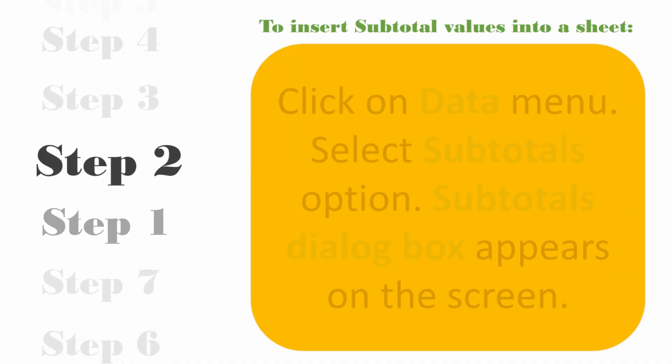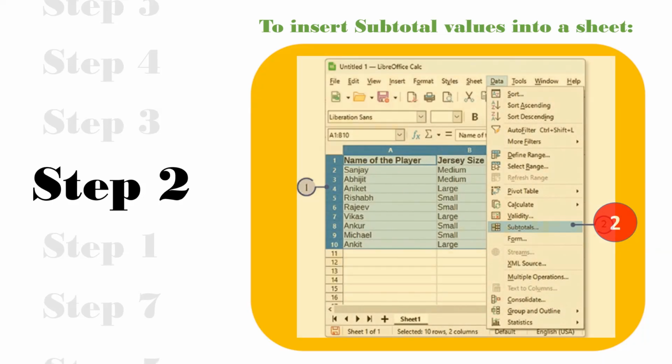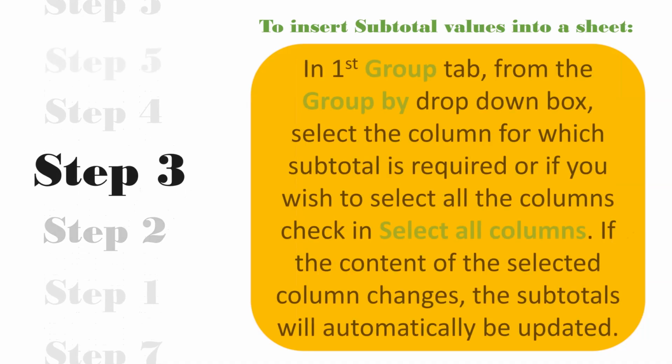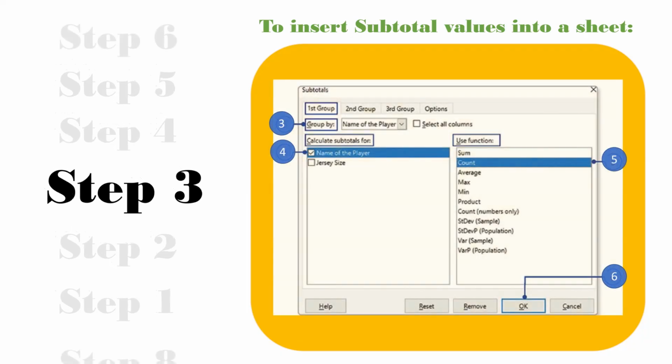Step 2. Click on the Data menu. Select the Subtotals option. The Subtotals dialog box appears on the screen. Find Step 2 in the image. Step 3. In the First Group tab, from the Group by drop-down box, select the column for which subtotal is required, or if you wish to select all the columns, check and select all columns. If the content of the selected column changes, the subtotals will automatically be updated. Find Step 3 in the image.